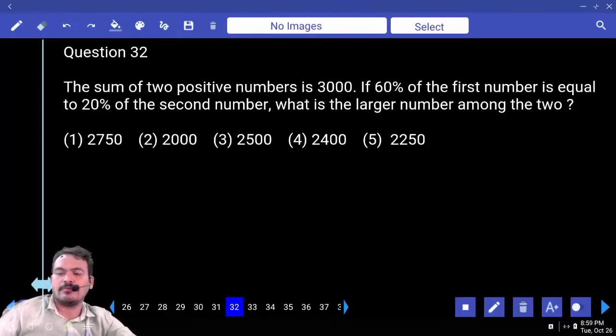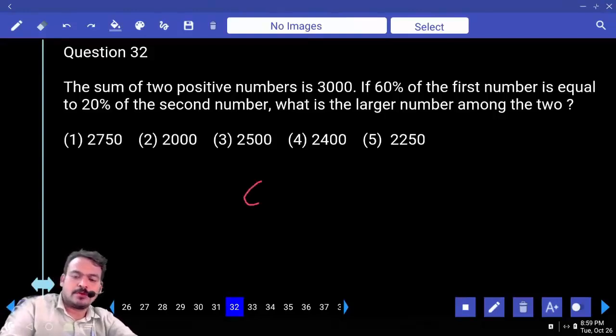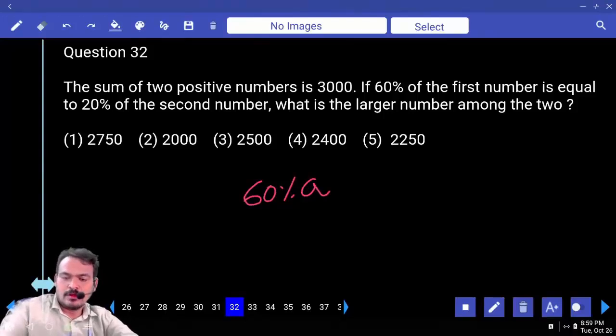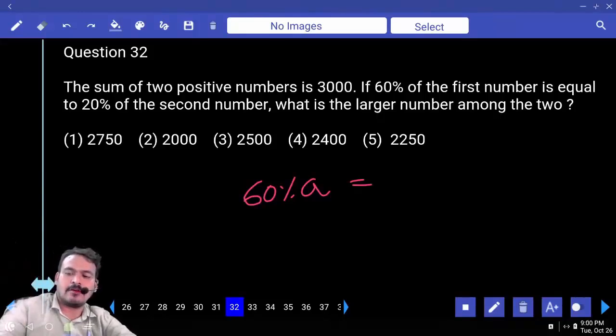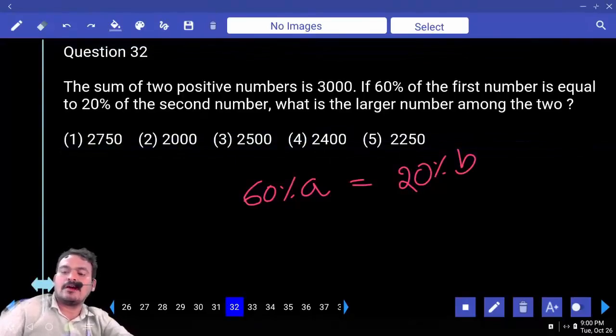Larger number or smaller number? Larger number. Suppose larger number we take as A. In that how much percent we need? 60% or not? 60% of A is equal to 20% of second number. Second number we treat as smaller number, or else first number is A, second number is B. One is 60% of A, another one is 20% of B. 60% of A is equal to 20% of B.